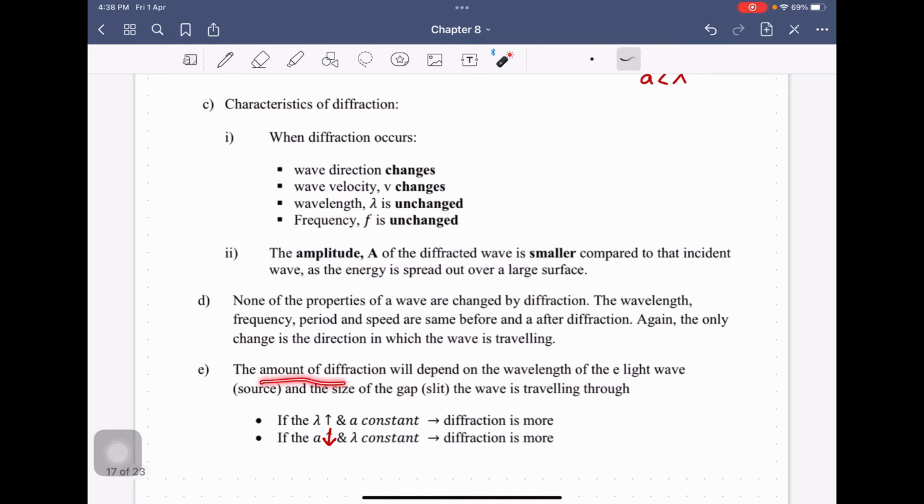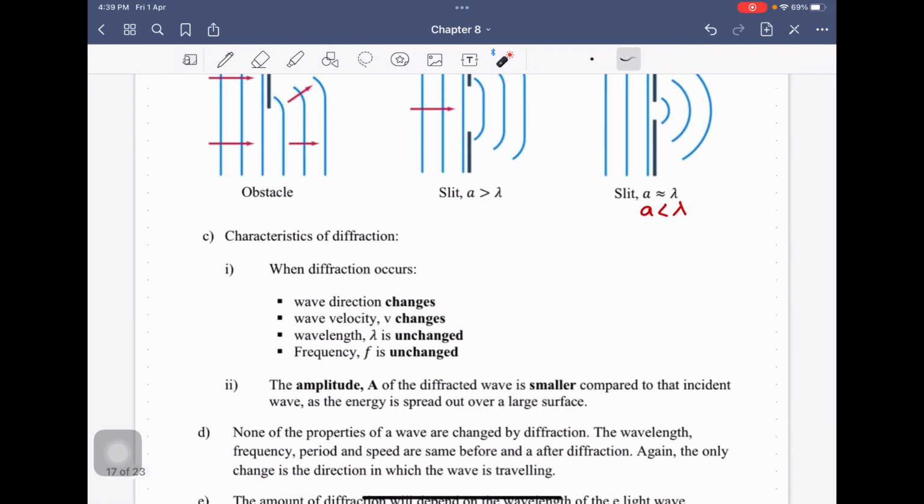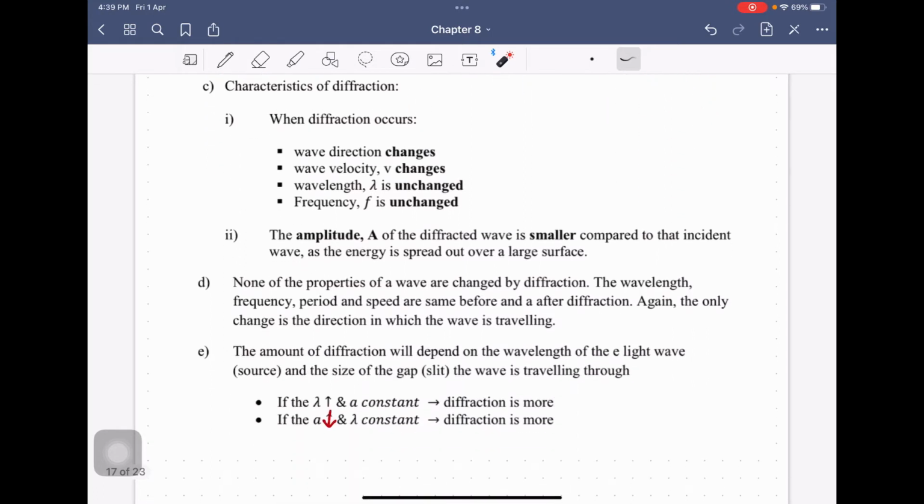Alright, the amount of diffraction akan depends kepada wavelength of the light wave, ataupun kita punya source, and the size of the gap, which is A tadi. The size of gap slit where the wave is travelling through. Okay, so kalau lambda increase dan A kita constant, diffraction is more. Kalau A kita berkurang, the size of the gap ataupun slit berkurang, and lambda constant, so diffraction is more. Tolong betulkan dekat buku awak ya.